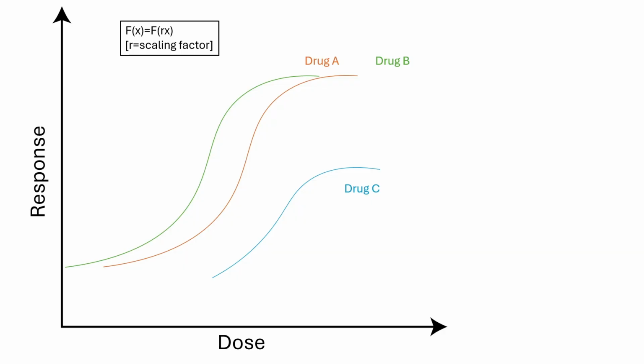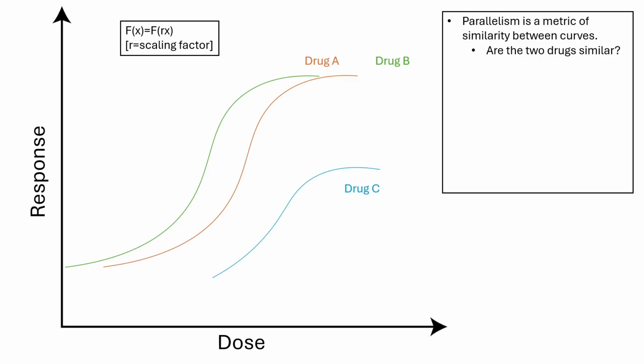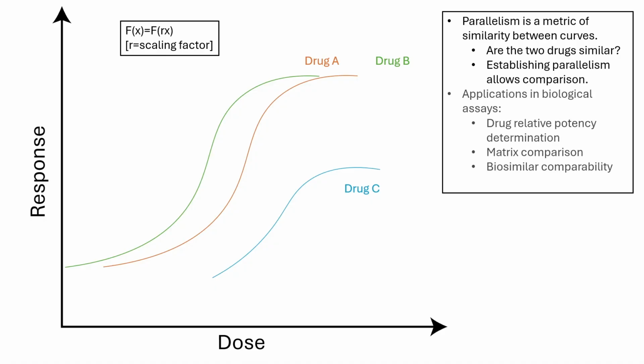Now here is drug C, which does not look parallel. That means if I did scale it on the x-axis linearly, the distances between each point would change non-linearly, and that's not good. This kind of parallelism test has many applications. It allows us to compare curves and by proxy compare materials like drugs. We can ask, are the two drugs similar? We can use this parallelism assessment for drug relative potency assessment, for matrix comparisons, and for establishing comparability in biosimilars.